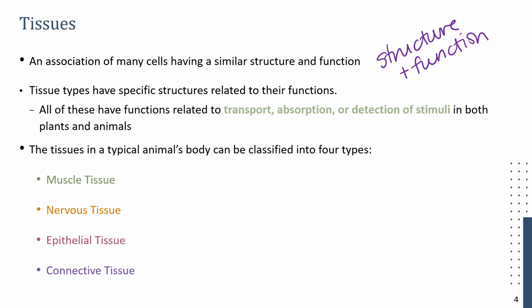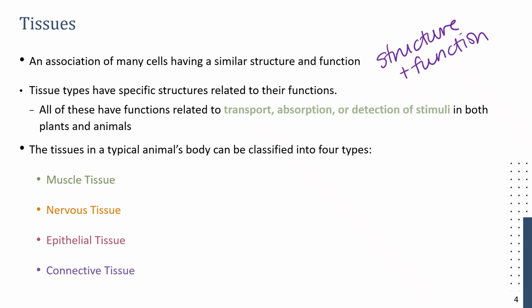For our tissues, these functions are all going to be related to transport, absorption, and detection of stimuli. Now, this is the same for both plants and animals. They have to transport fluid, they have to absorb nutrients, and they have to interact with their environment. And so all of our tissues are going to be related to that.